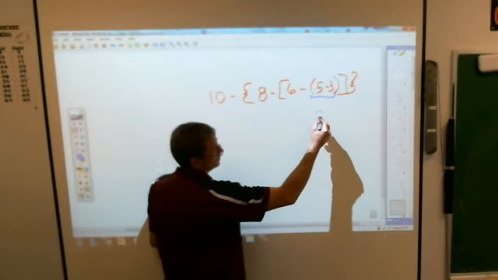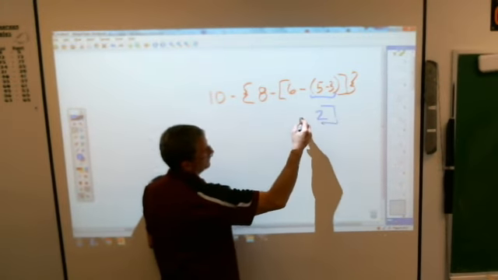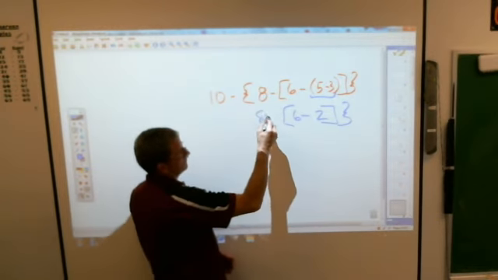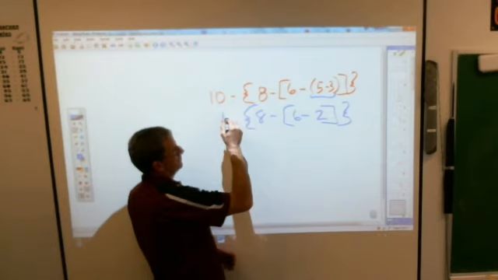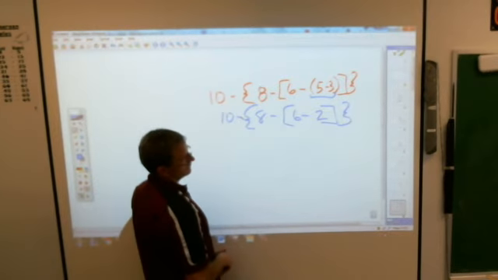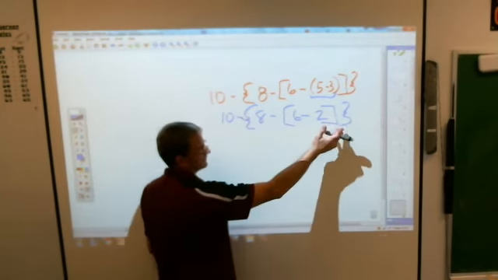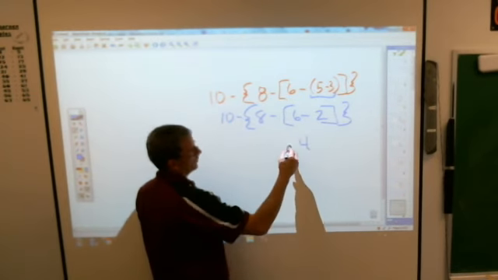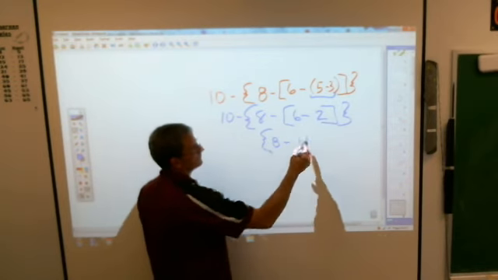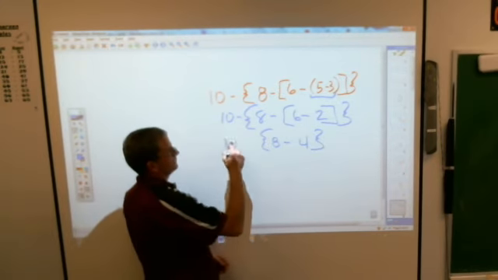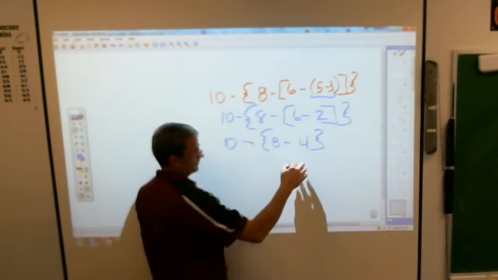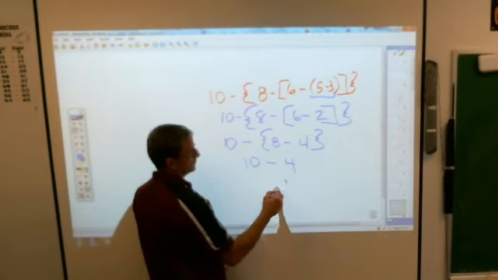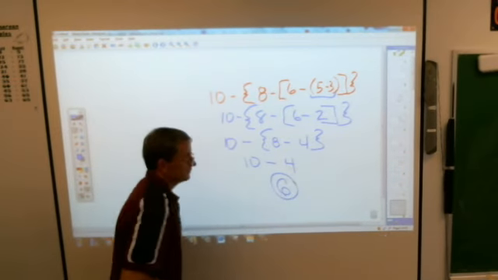5 minus 3 is 2. So I am left with this. And then still working inside this outside grouping symbol, you have to do that grouping symbol, which is 6 minus 2 is 4. And then this grouping symbol, 8 minus 4 is 4. And then 10 minus 4 is 6.